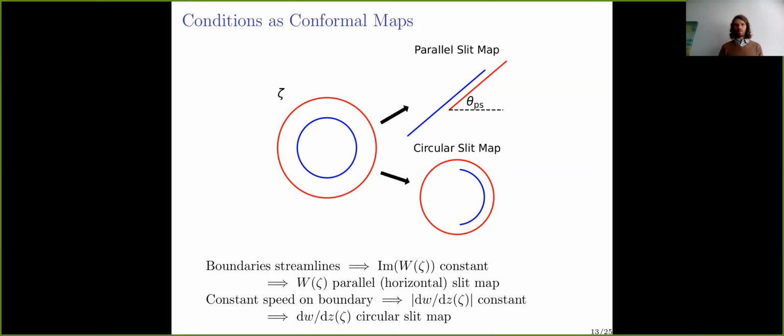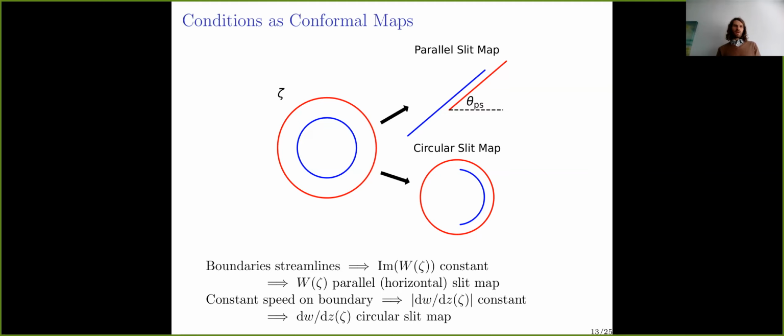So that means mathematically that we need the imaginary part of the complex potential to be constant. So we can think of that as meaning that whatever the map is for the complex potential, it needs to take things to a horizontal line, right? So we need it to be a parallel slit map. So both boundaries need to go to parallel lines, but even further, they need to actually go to horizontal lines. So we need some sort of map that takes things from the annulus that are circles into lines that are parallel and in fact horizontal. Okay, so that's the geometry of the complex potential.